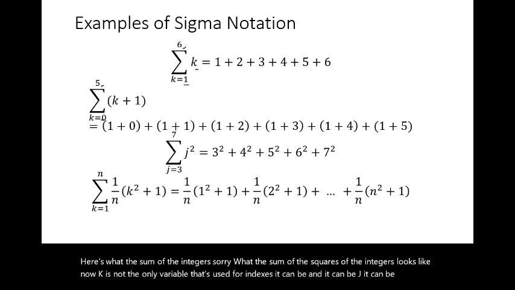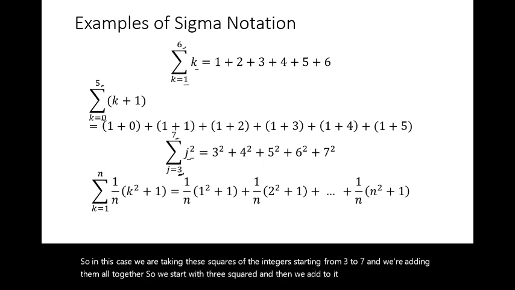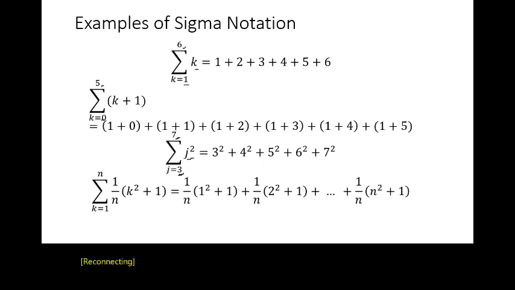So in this case, we are taking the squares of the integers from 3 to 7, and we are adding them all together. So we start with 3 squared, and then we add to it 4 squared, 5 squared, 6 squared, and then we end with 7 squared. So you get the idea. Sigma notation is a condensed way of writing repeat sums.